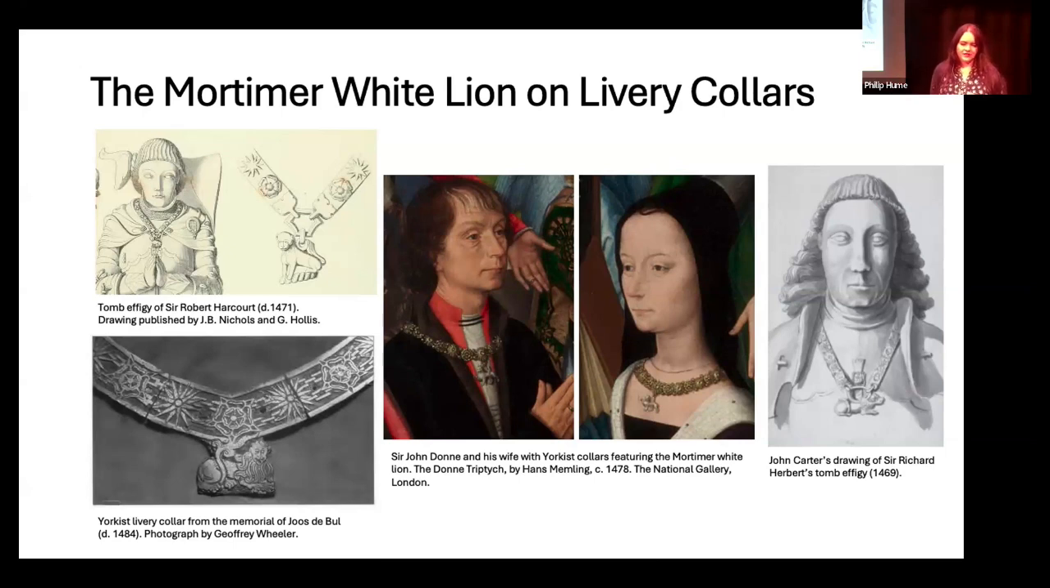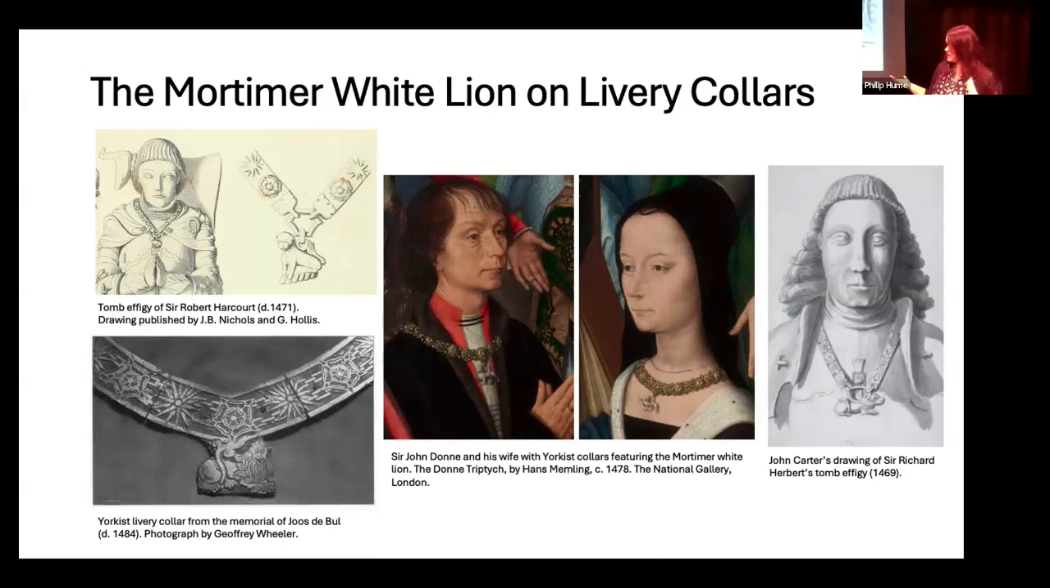Edward IV's livery collar, you can probably see best on the first two images, has alternate white roses and sunbursts. So symbols related to Edward because of his York descent, but he also deliberately includes a white lion as an attachment to the bottom of quite a few livery collars, which we can see from evidence in tomb effigies, for example, as well as paintings, such as the examples you can see on the screen.